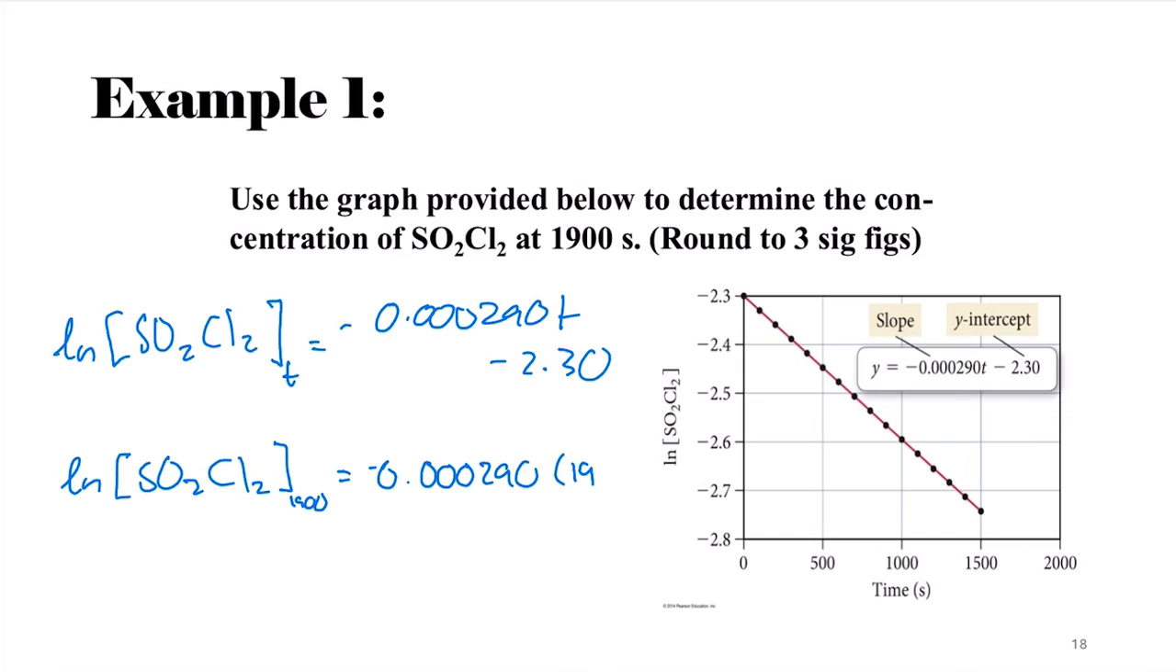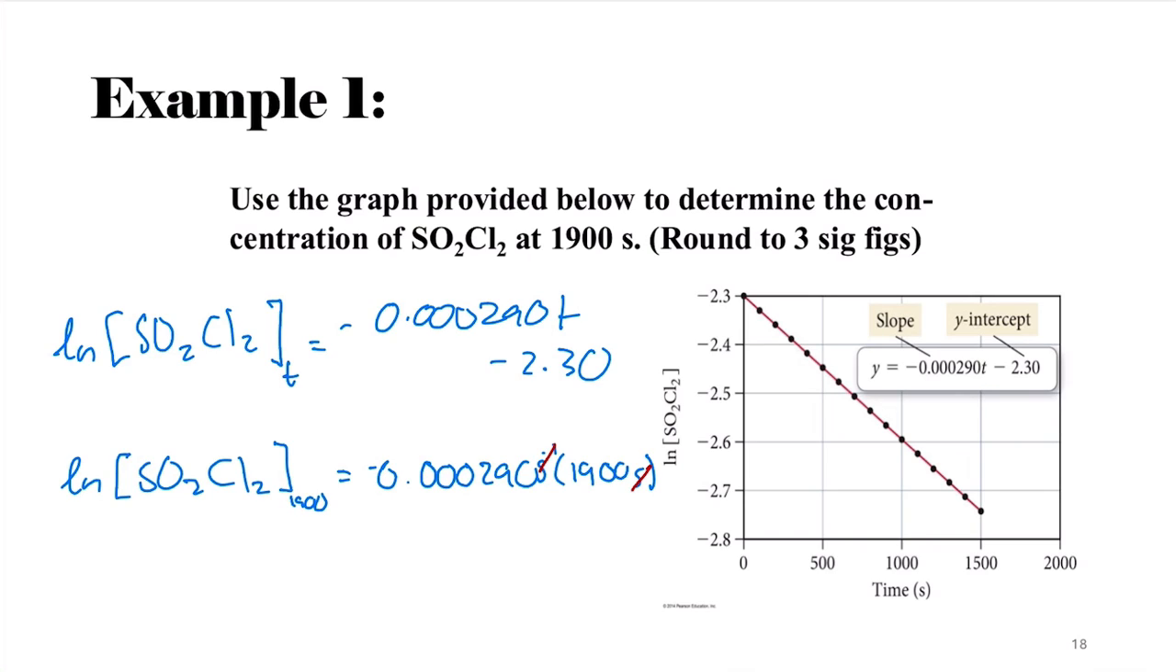0.000290 times 1900 seconds. What are the units of the slope here? One over seconds, right? Inverse seconds. How do you know that? Well, the natural logarithm is a unitless quantity, so this whole thing is unitless. And for anything to be added to another number that's unitless, it has to be unitless as well. Which means if we're multiplying this by seconds, that's going to have to be inverse seconds, so s to the minus 1. So those units are going to cancel out.